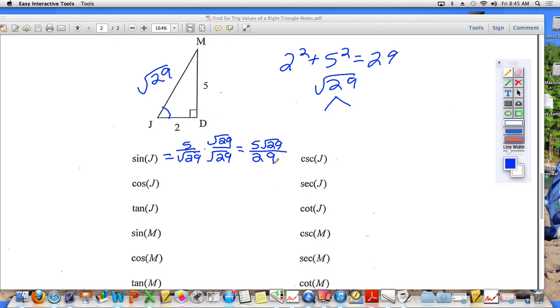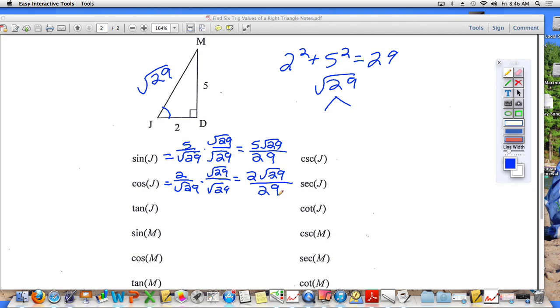All right, cosine of j. Cosine means adjacent divided by hypotenuse. So in this case, we're going to have 2 divided by the square root of 29. Again, we multiply by the square root of 29 divided by the square root of 29. So we have 2 square root of 29 in the numerator. If I'm going too fast, please tell me. 2 square root of 29 over 29.